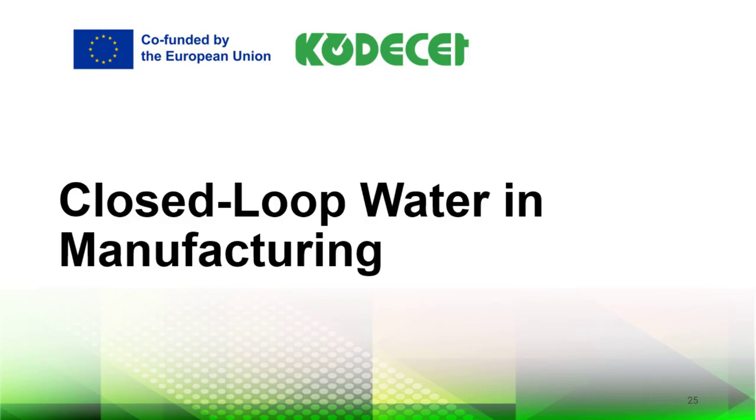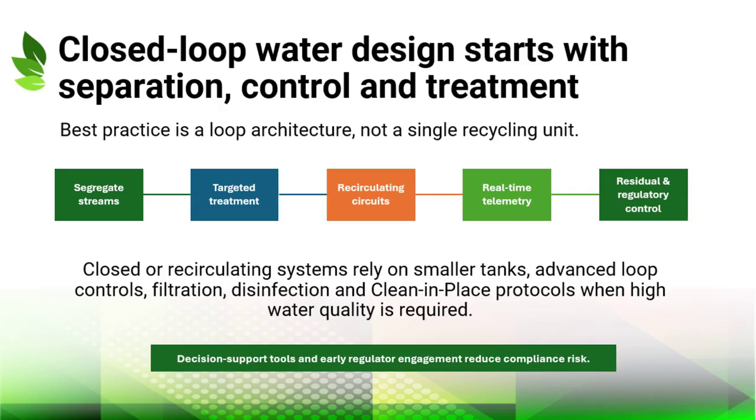Closed-loop water in manufacturing. Facilities reduce freshwater intake and wastewater discharge by separating streams, treating water to the required quality, monitoring use, and managing energy and residual trade-offs. Closed-loop water design begins with separation, control, and treatment. The chapter emphasizes wastewater stream segregation as a foundational best practice. High chemical effluents should be separated from low-load rinses so treatment can be targeted and reuse potential increased.